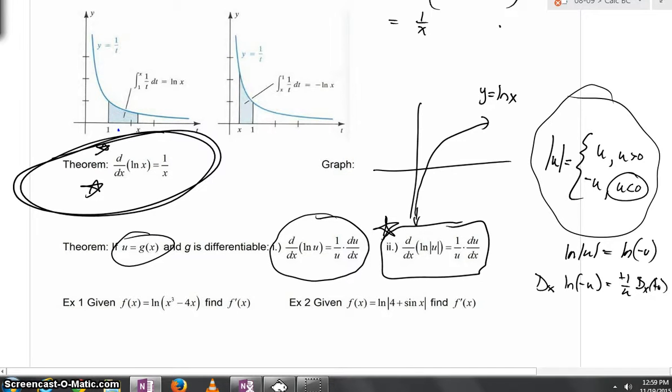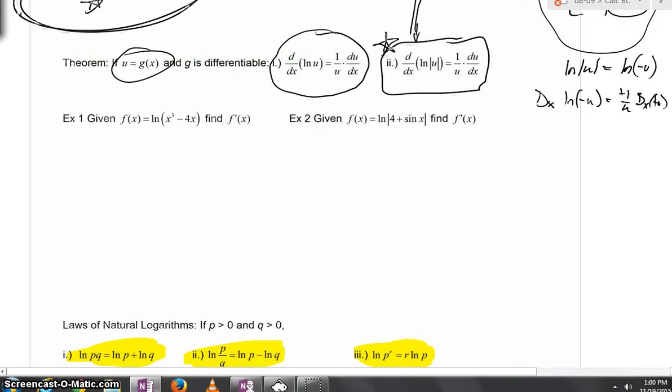Well, enough of just talking about the theory. Let's actually see this in practice. Here's example 1. Let's take the derivative of the natural log of x cubed minus 4x. What do you think we'd get? 1 over x cubed minus 4x. You always go 1 over that argument.